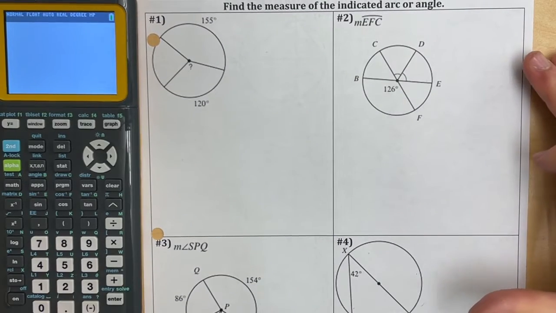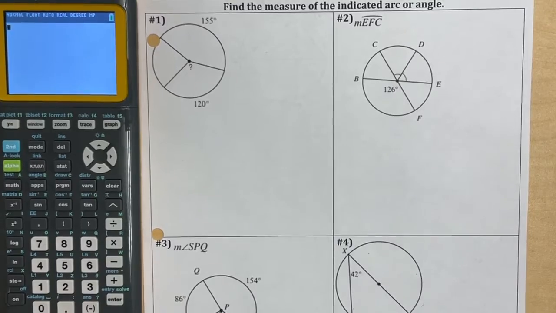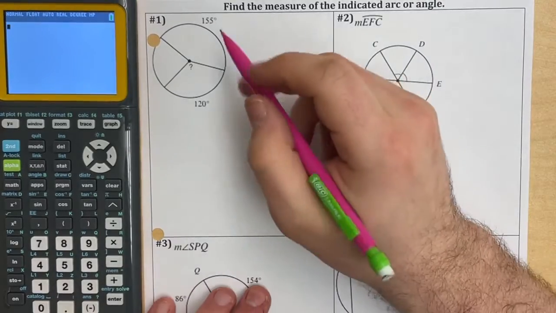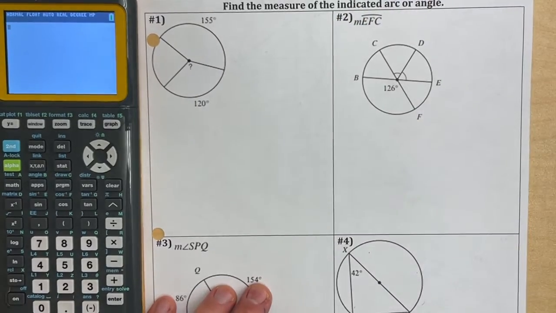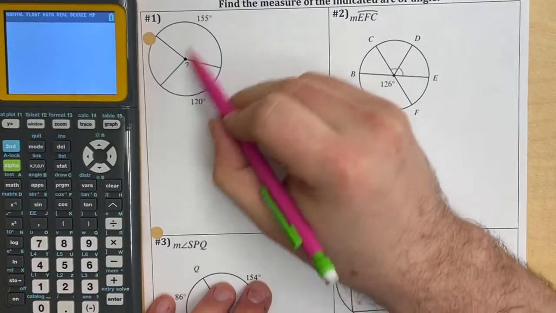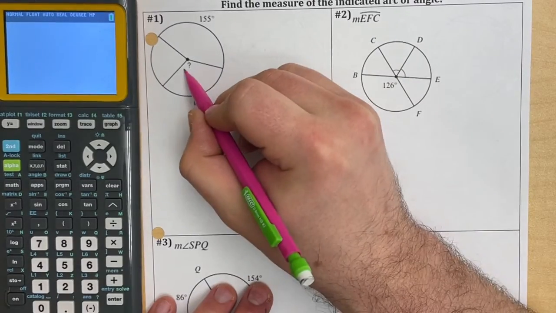And in this video, we're trying to find the measures of those indicated arcs or angles. So make sure you're seeing whether it's an inscribed angle, an arc, or a central angle. Number one gives you a couple arc amounts, but it's asking for this angle right there.